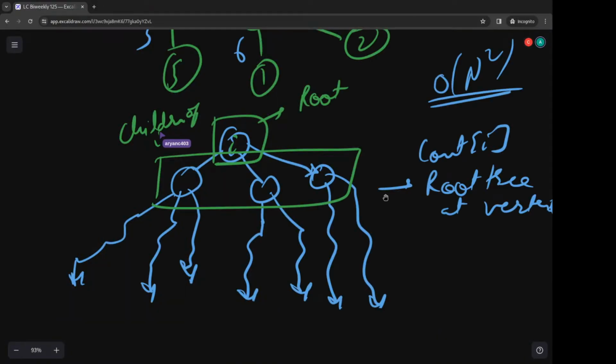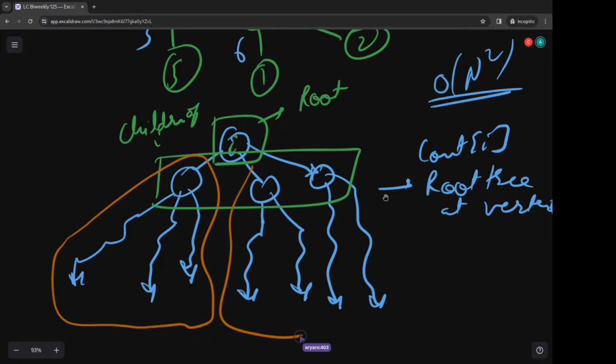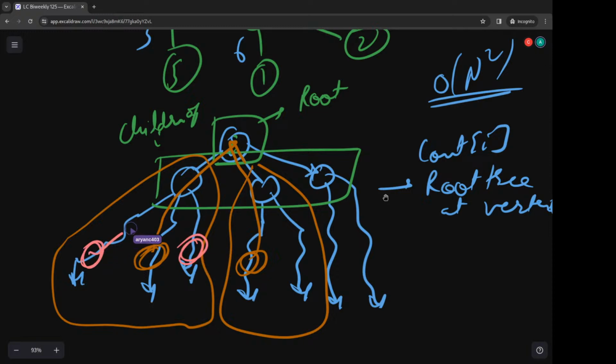the only way this can happen is that they are from different children of i. If you pick any node from this subtree and any node from this subtree, the path would be this and this half would be this. While if you pick two nodes from the same subtree, they would only meet here and will not reach C. If you try to find A to C and B to C, then this path would be shared over here.